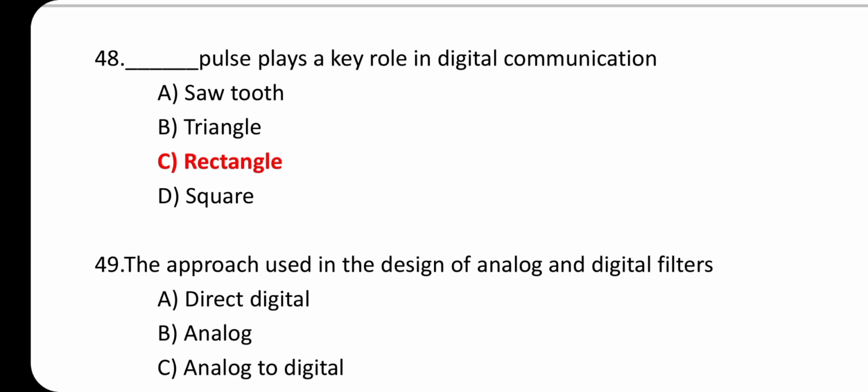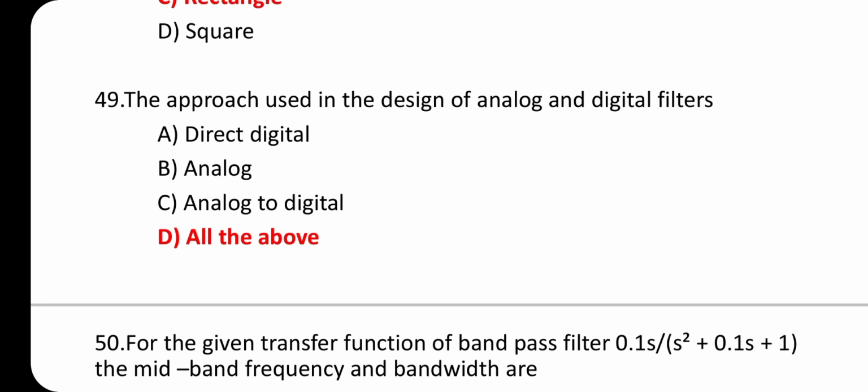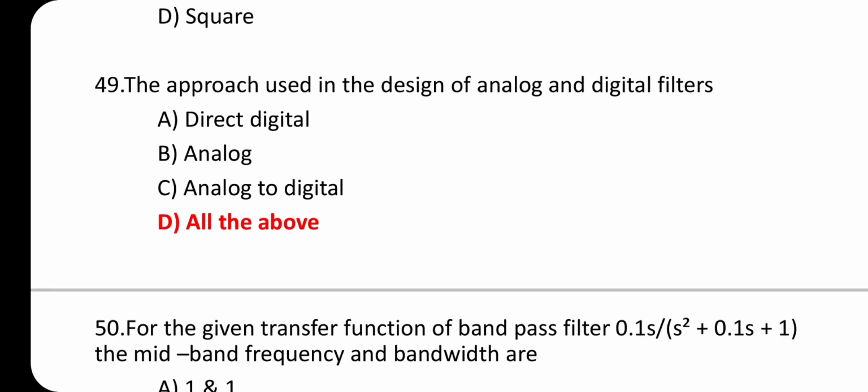48th question, dash pulse plays a key role in digital communication. Option C, rectangle. 49, the approach used in the design of analog and digital filter is option D, all of the above. That is digital signal, analog to digital.